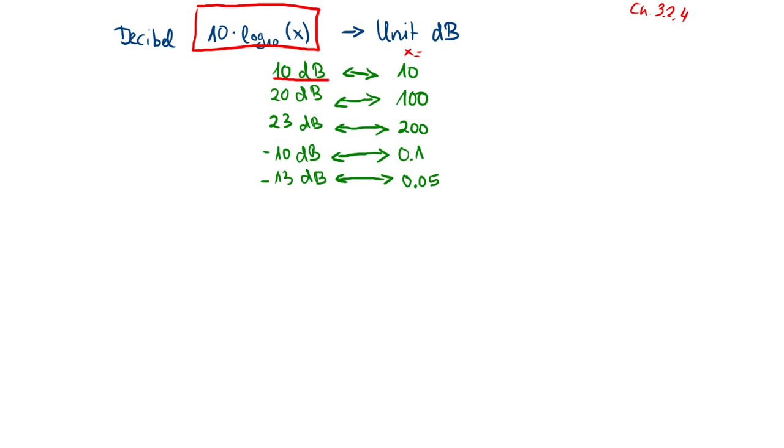100 is 20 decibel, 0.1 is minus 10 decibel, and so on. Again, if you would, for example, take 1000, then that would be 30 decibel. So the step from here to here and from here to here are always just plus 10 dB, and this actually means multiplied by 10 in linear scale.